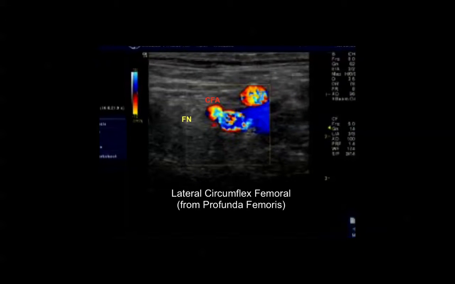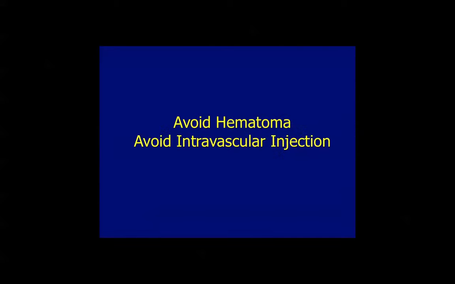So here's the circumflex femoral artery, superficial femoral artery, and the profunda femoris. The femoral vein is seen medial to all these structures in blue. We hope this helps you avoid hematoma and intravascular injection and makes ultrasound guided blocks safer.